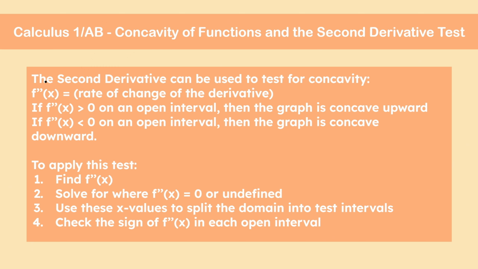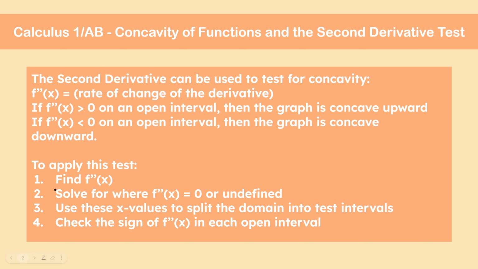The second derivative is the rate of change of the derivative of f of x, or the rate of change of the rate of change of the original function. If the second derivative is greater than 0 on an open interval, then the graph is concave upward. That means that the derivative is increasing, or that the slope of the function is increasing. And if the second derivative is less than 0 on an open interval, then the graph is concave downward, or the derivative is decreasing, which means that the slope is getting steeper, but in the negative direction.